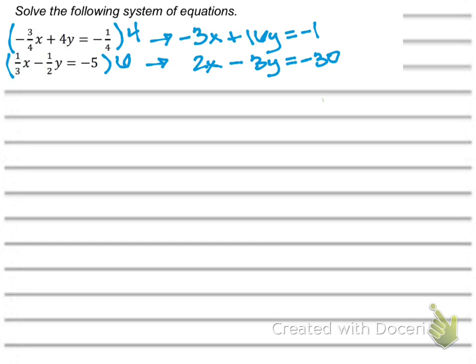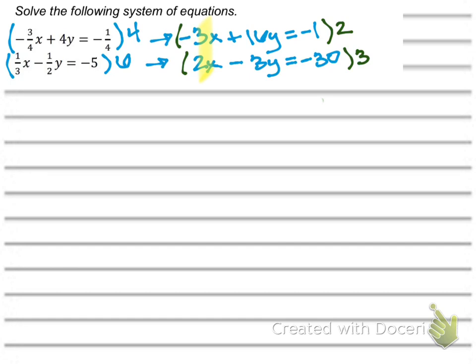So now we've got to decide which variable to get rid of. I think we should get rid of the x's because I don't want to have to multiply by 16 for the y's, right? So that means if we have a negative 3 and a positive 2, we need them both to be 6's, right, to be able to cancel. So I'm going to multiply the top guy by a 2 and the bottom guy by a 3.